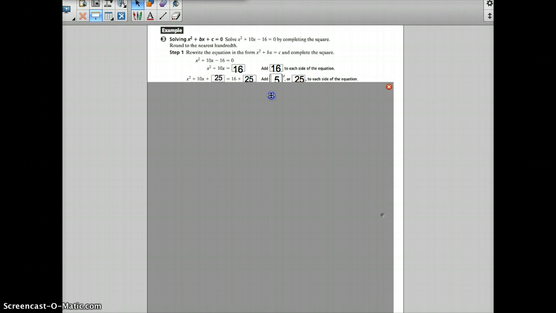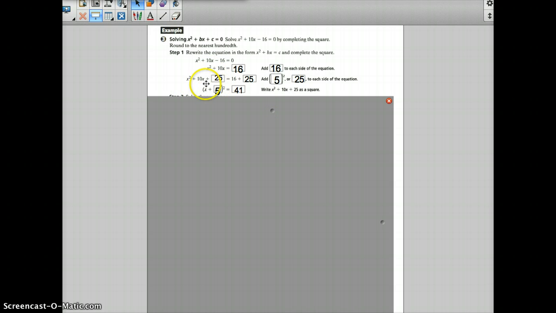And then what we're going to do is we look at the left side here, and we take our 10 and divide it by 2. We get 5, and then square it. So we're going to add 25 to both sides. So we add 25 to both sides, and we're left with x plus 5 quantity squared equals 41.